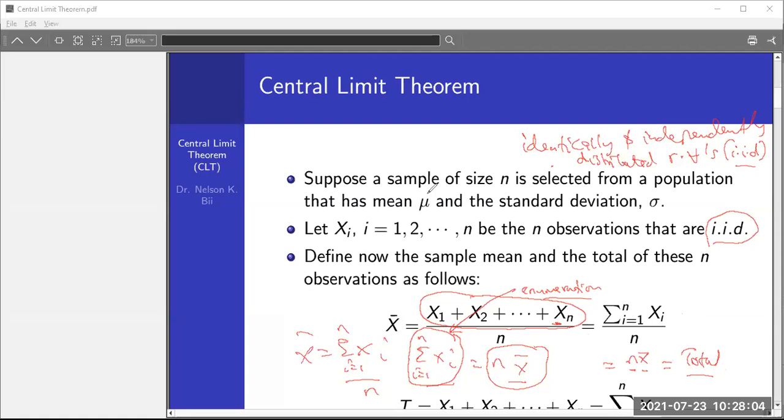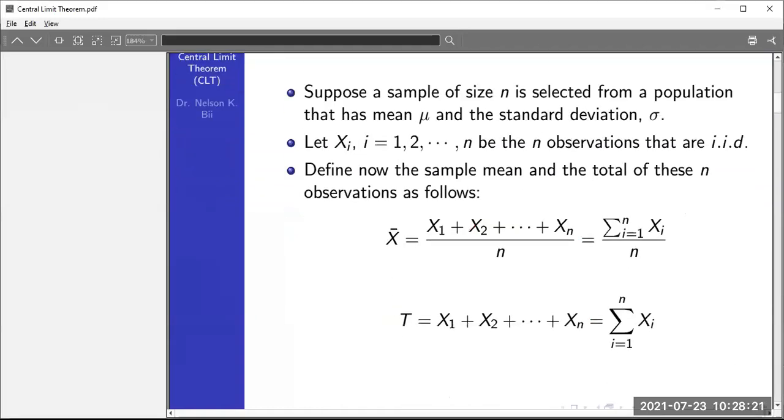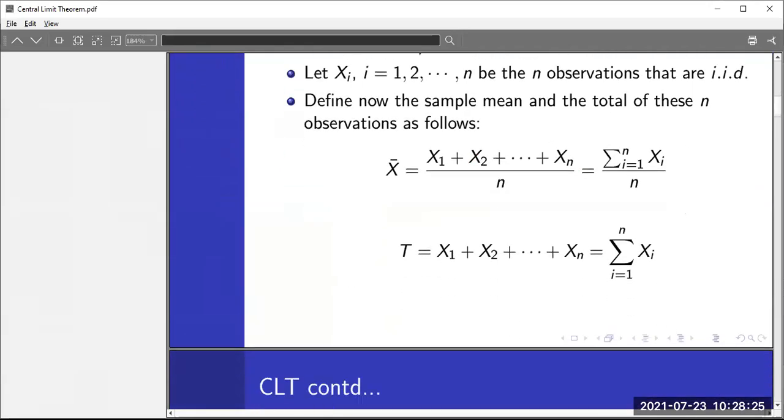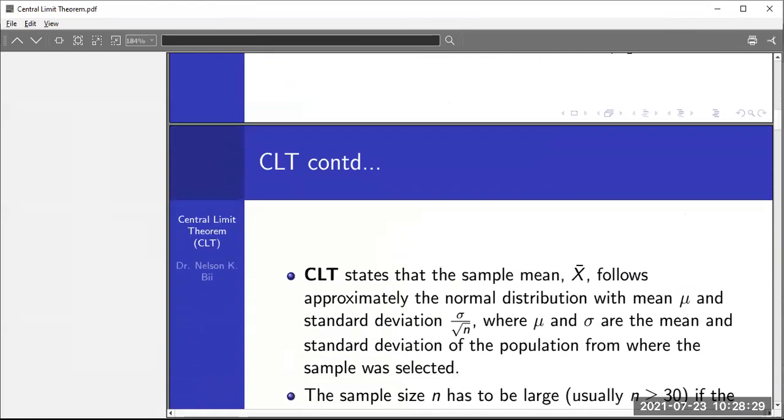Because we are saying here, we want to define the sample mean and the total of all those values observed. So we define that by using capital T, that's the total of all these values. We call it the complete enumeration of all the units in a given sample. So let's look at what we mean by a central limit theorem.